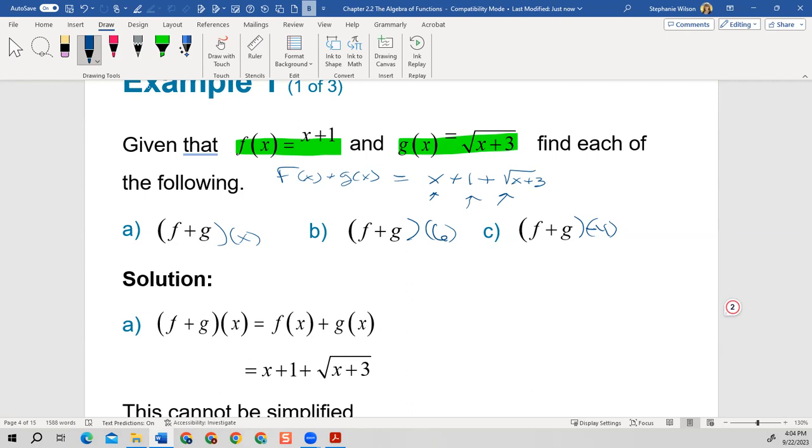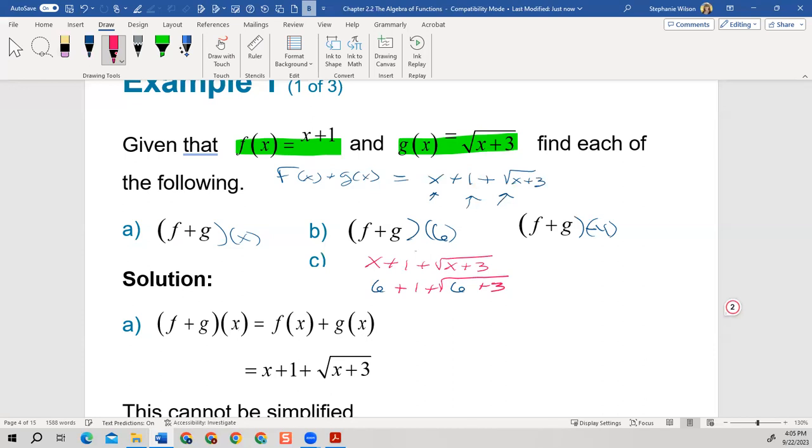So what I'm going to do is take that and let's solve. I apologize, my computer is messing up my screen. Hopefully you can follow this. Let me change the color, maybe this will help. So I'm going to take that f plus g, which gave me x plus 1 plus the square root of x plus 3, and I'm going to plug 6 in everywhere I see the x. So I have a 6 here and a 6 here.